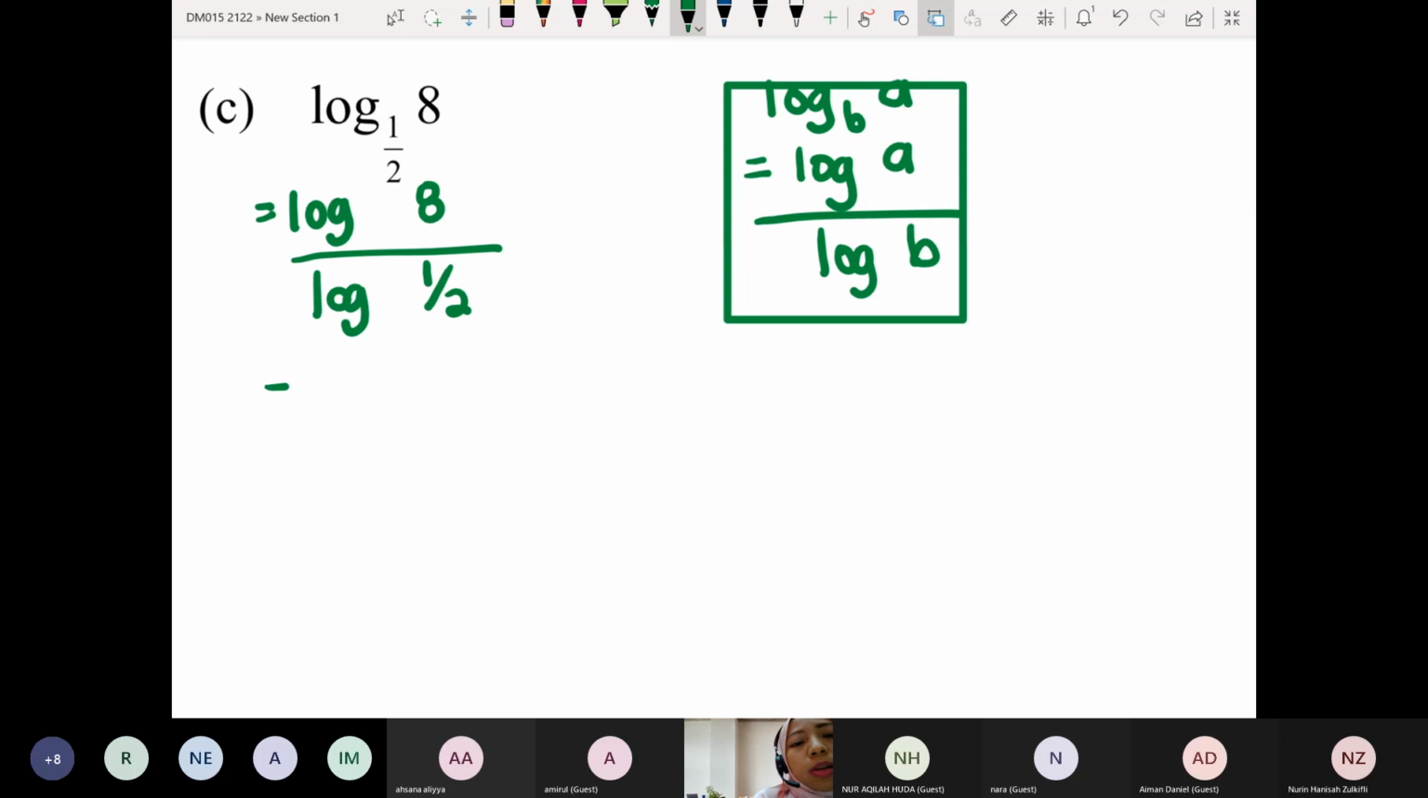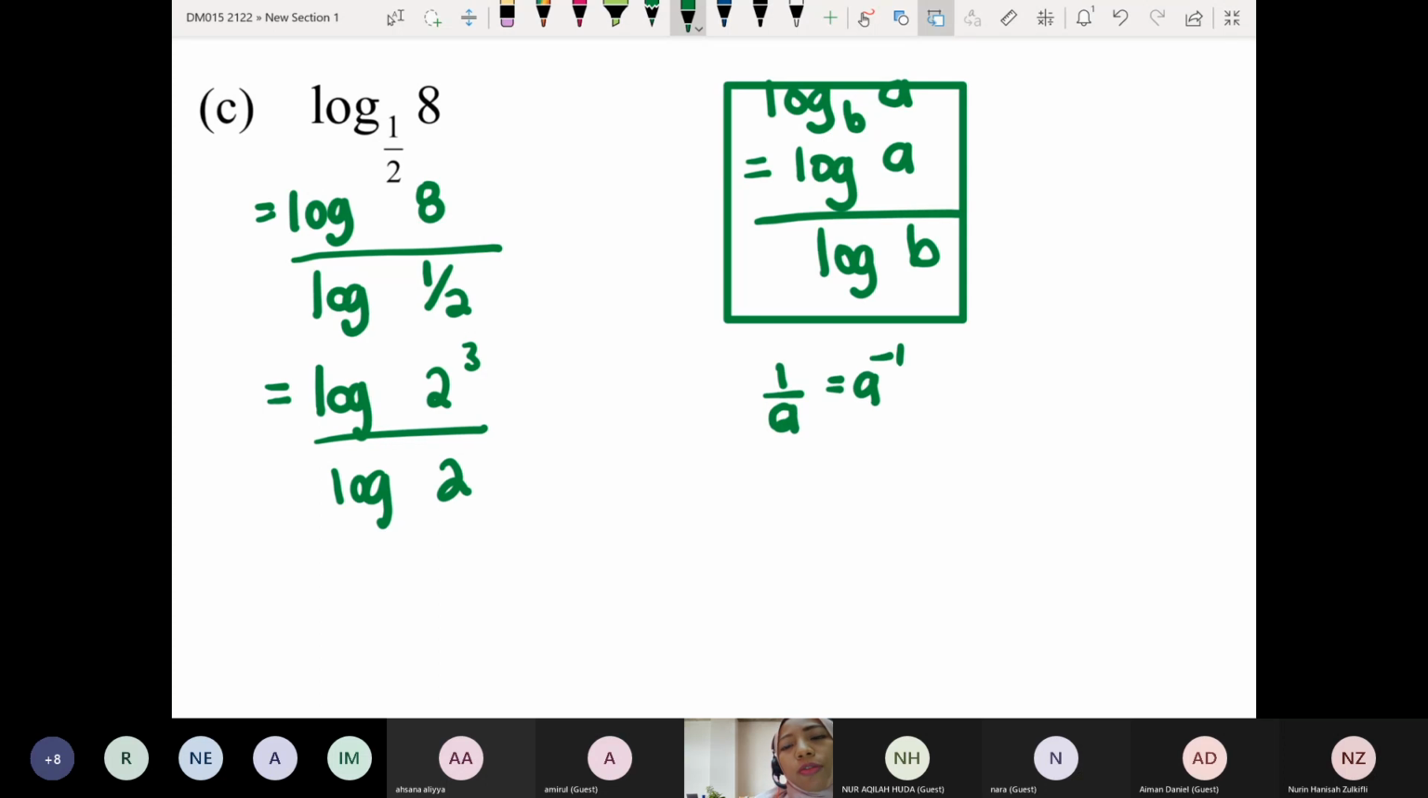Okay, now we think of the base that can be equalized for the top and bottom function. So 8 is also equivalent to what? 2 to the power of 3, yes, exactly. Over log 2 to the power of. If 1 over A, it is A to the power of negative 1, right? So if given 1 over 2, this is also equivalent to 2 to the power of negative 1. You need this knowledge to solve log function.